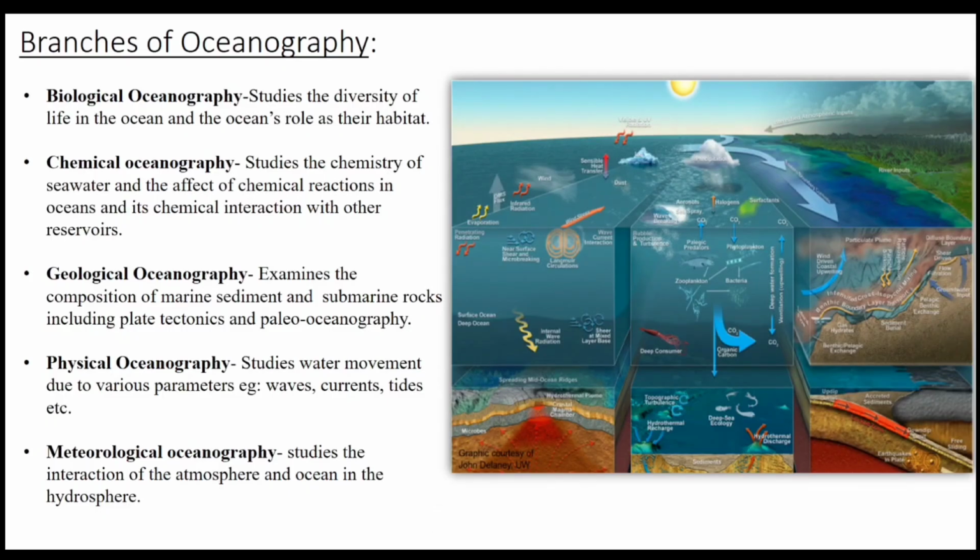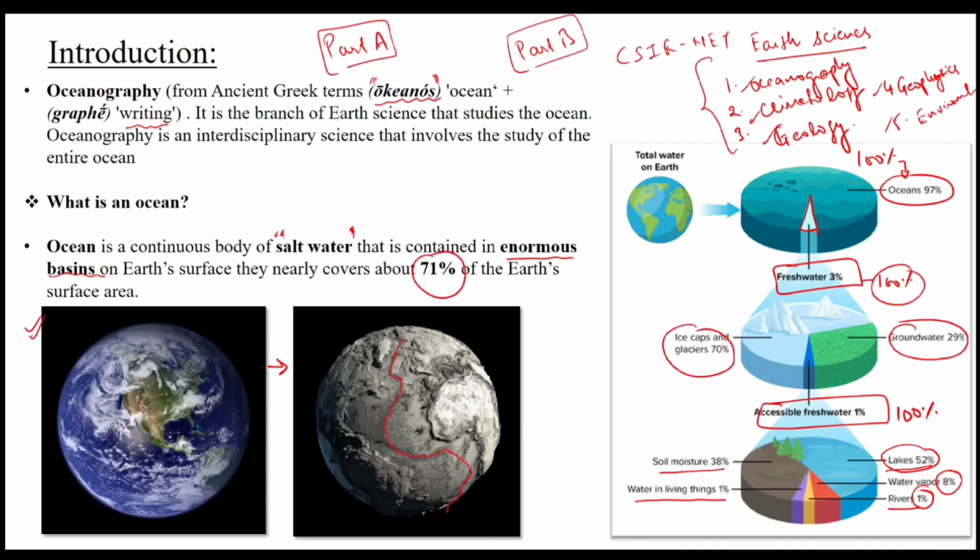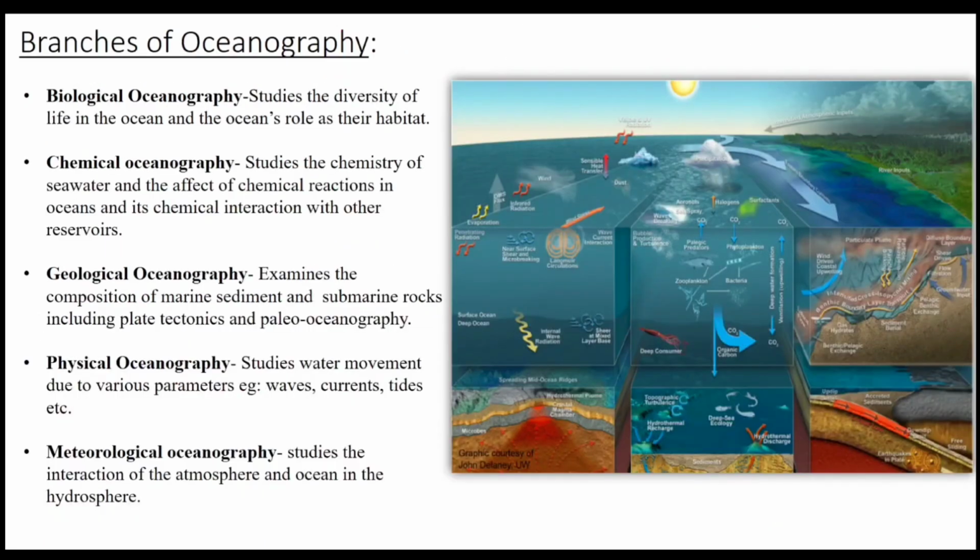So now, different branches of oceanography are there, because I have told you that ocean is not just ocean. There are several other things that are related to oceans. We are not going through all of these branches in a very detailed version, but just a very introductory idea, because ultimately some aspects are of biological oceanography, some aspects are chemical oceanography, geological oceanography, physical oceanography, and meteorological oceanography.